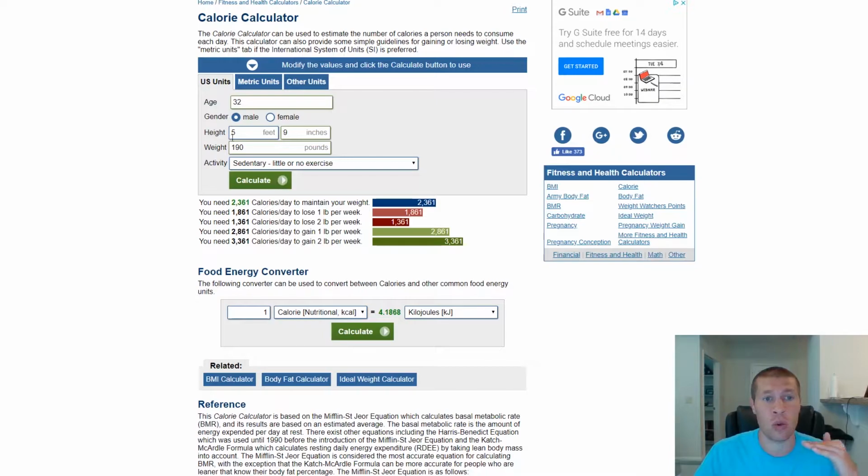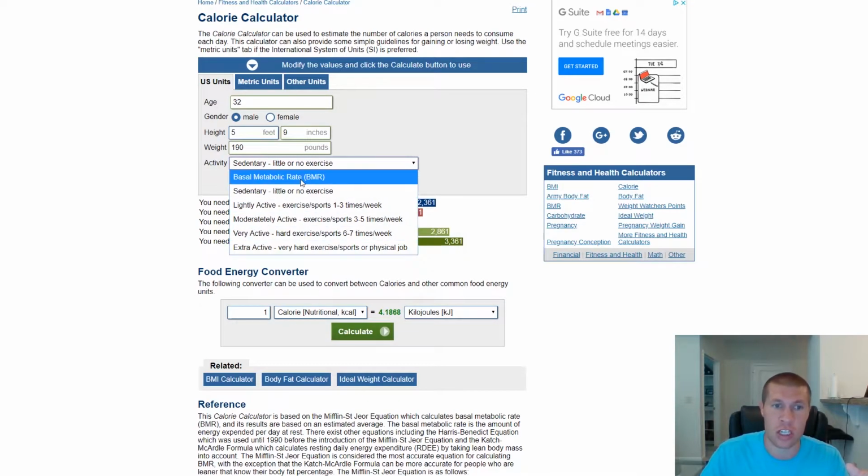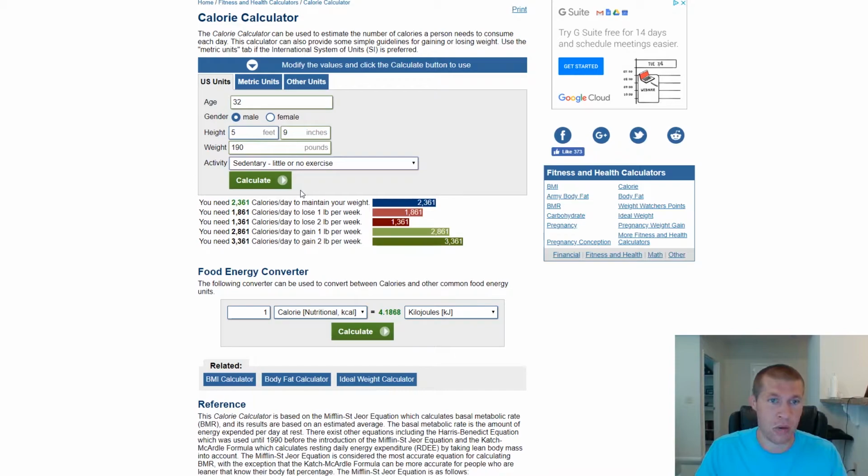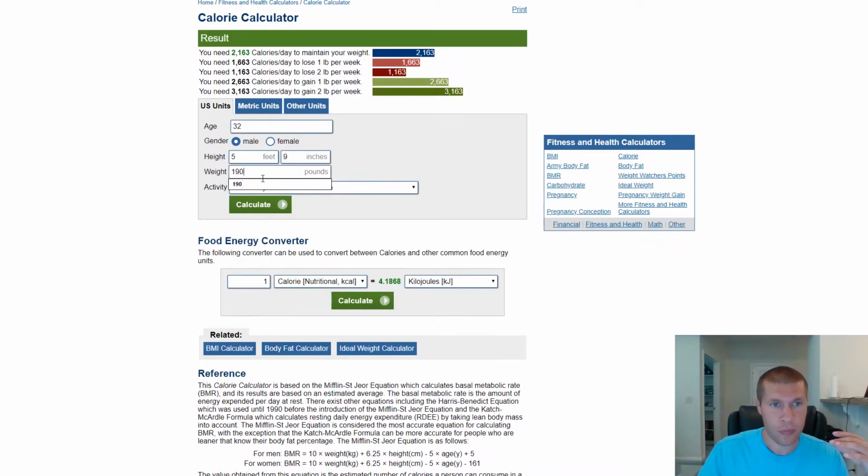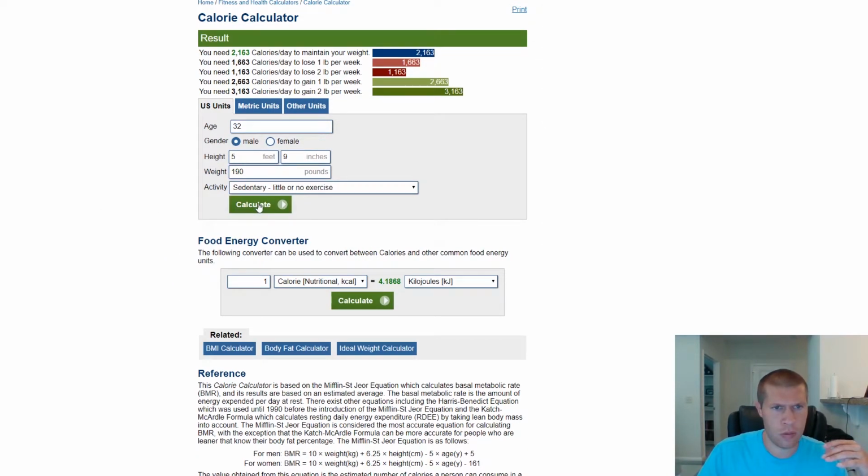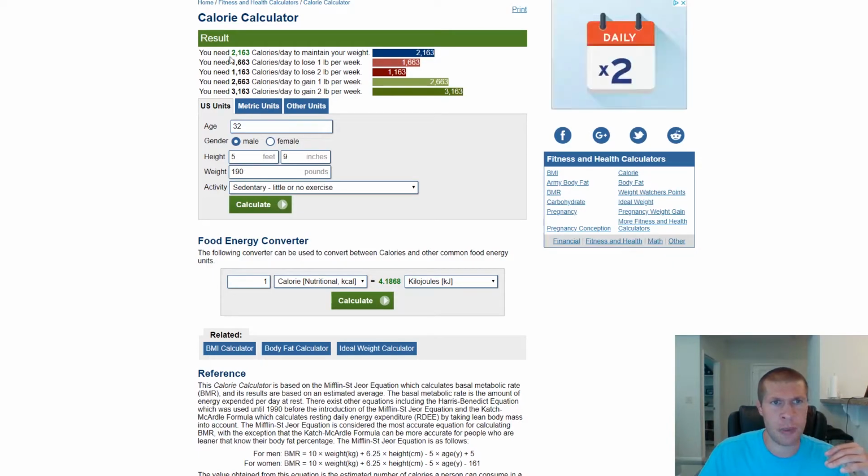Well, I'm going to teach you. So what you basically do is you put all your info in this. 32, male, 5'9", 190, sedentary, which is little to no exercise, and then obviously you can change that as it applies to you. And then you calculate it. It's basically going to tell you right here.